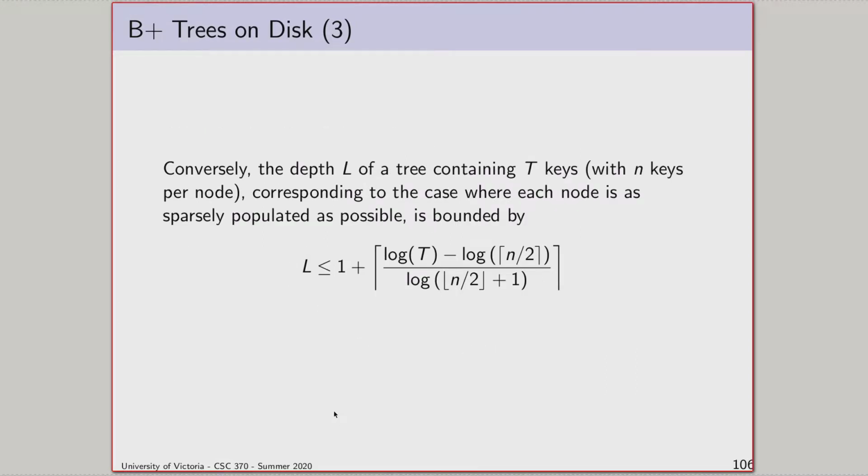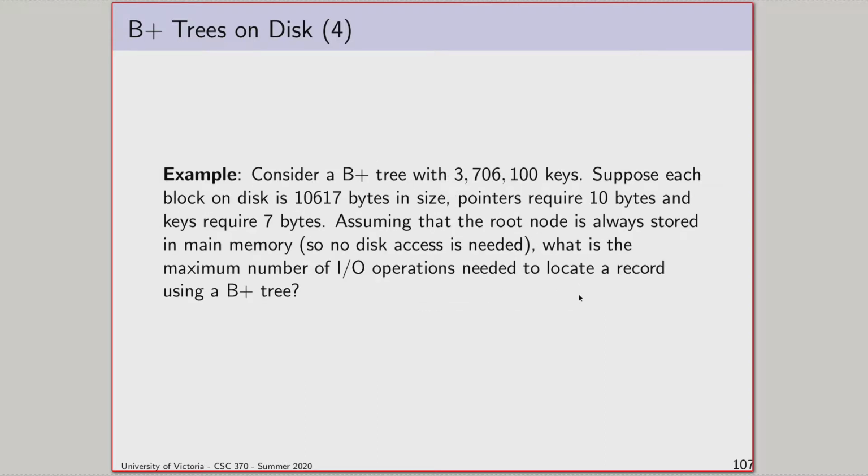So the number of levels is at most, in the worst case when the tree is as tall as possible, if I know how many keys there are and how many keys per node, the total number of levels is at most this whole expansion here. So let's use that for a quick example. As I said, I'll post some notes that do a few more of these.